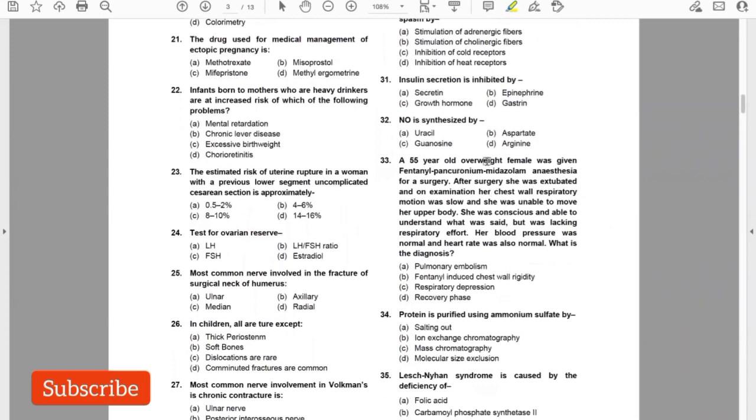A 55-year-old overweight female was given fentanyl, pancuronium, midazolam anesthesia for a surgery. After surgery, she was extubated, and on examination, her chest wall respiratory motion was slow, and she was unable to move her upper body. She was conscious and able to understand what was said, but was lacking respiratory effort. Her BP was normal, heart rate was normal. What is the diagnosis? So the diagnosis is fentanyl-induced chest wall rigidity.